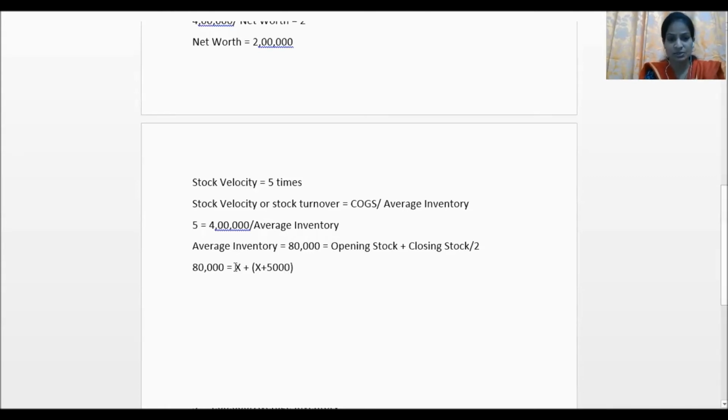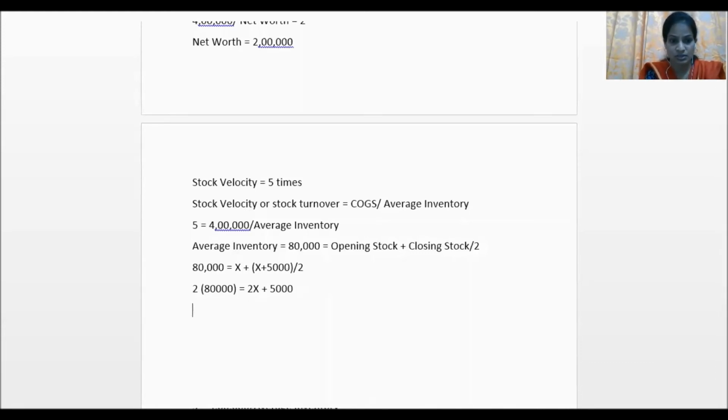Now you can see the equation is like this: opening stock plus closing stock, which is more by 5,000, divided by 2, equals 80,000. Now this x and this x will be 2x plus 5,000. Since this is divided by, we'll transfer it to this side, and it will become multiplied by. So 2 into 80,000 equals 2x plus 5,000.